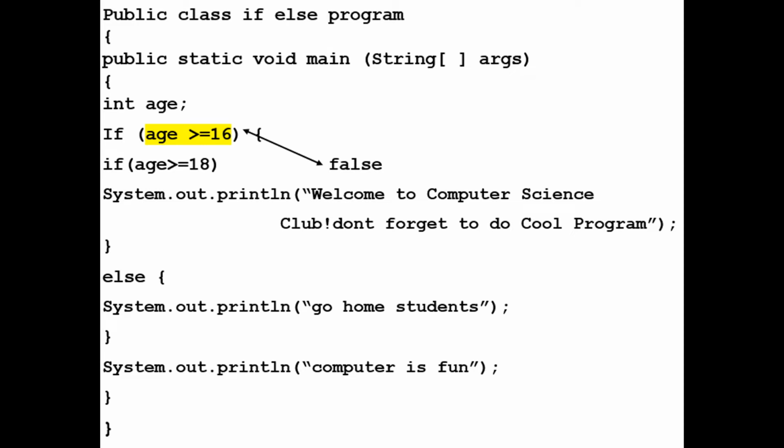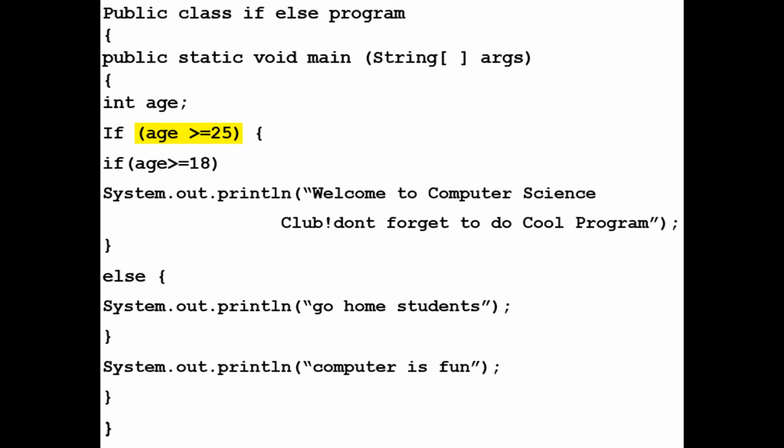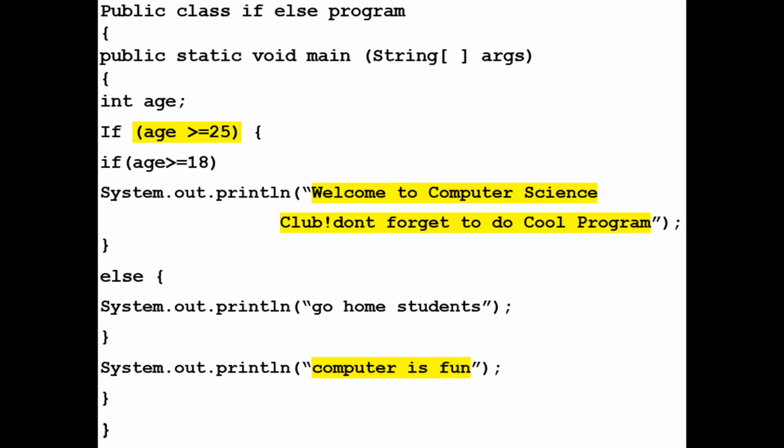That's why the statements inside this else block are executed, and in all the cases we have seen this programming is fun. Let's change this age to 25 and run this program. Here you can see, welcome to the computer science club. Don't forget, cool program and computer is fun.